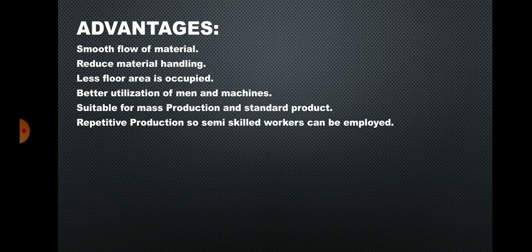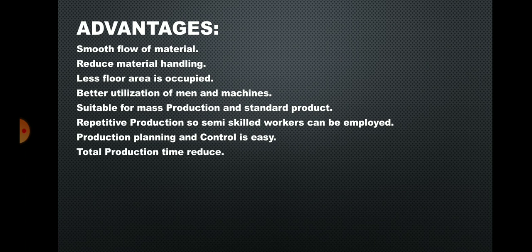Repetitive production, so semi-skilled workers can be employed for the work. We make only one product, so not much attention is required, and every semi-skilled worker can carry it out. Production planning and control is easy because of the smooth line flow and one type of product. The production time is reduced. Obviously, with a straight and smooth flow, the total time of production is reduced, and there is low manufacturing cost per unit.